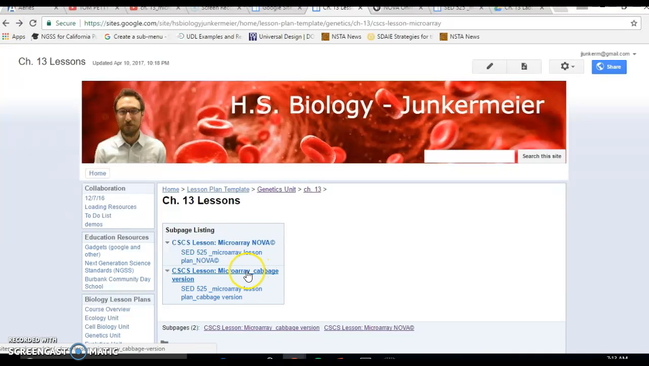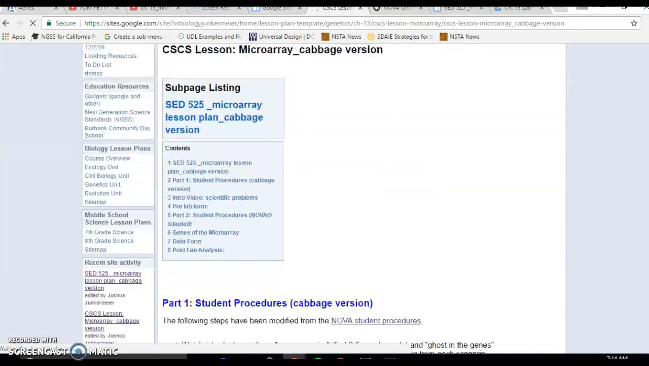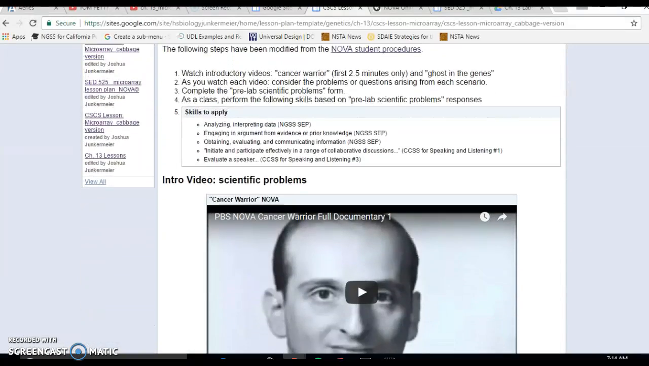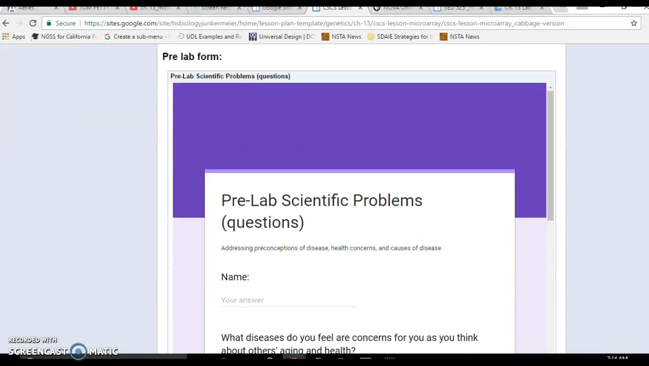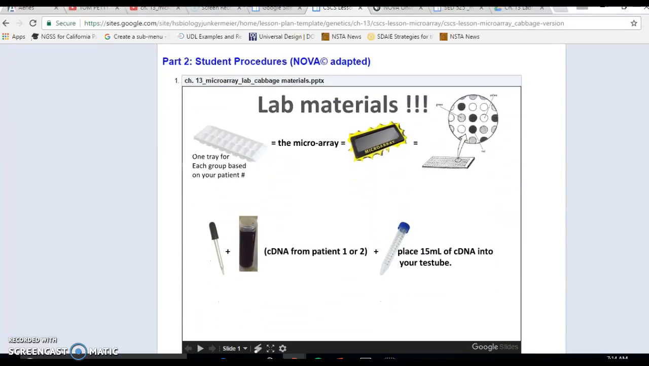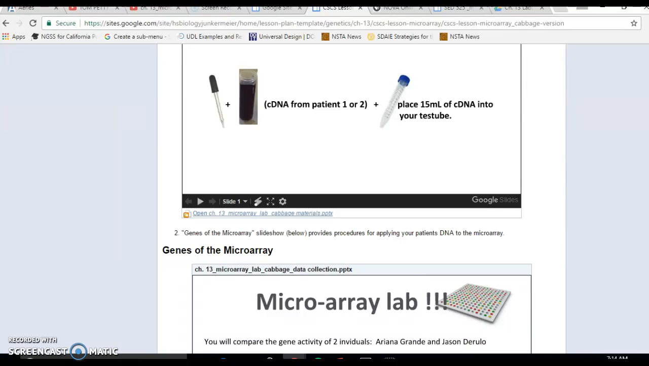So the other version is this CSCS lesson, Microarray Cabbage version. We're going to go ahead and click on it. And in general, it will have the same general approach as the other lab, same forms. This is the first indication that the lesson is different. You can see that the DNA sample looks a little different, looks like a blood sample, hence the Cabbage version. So they're related.